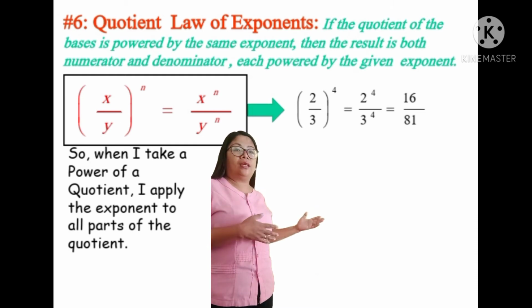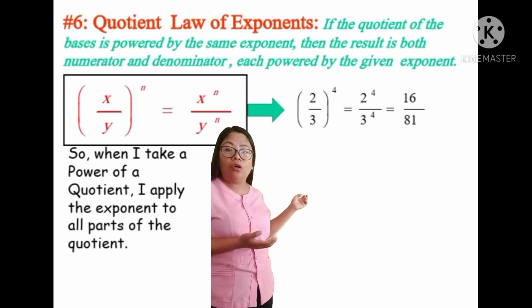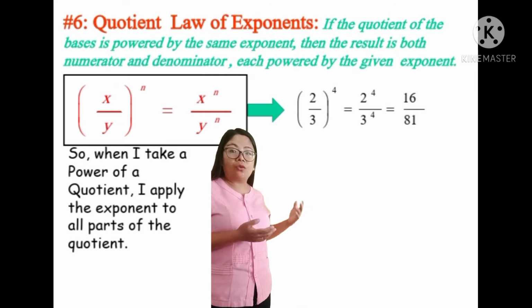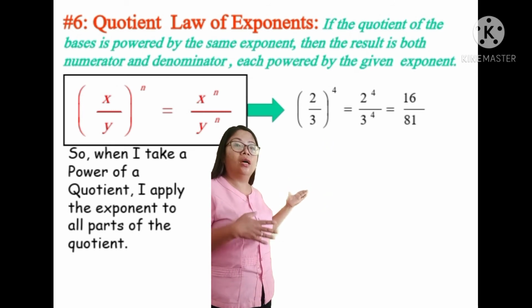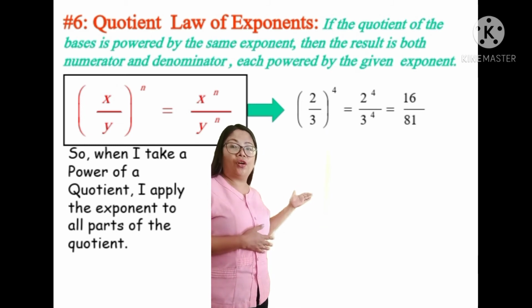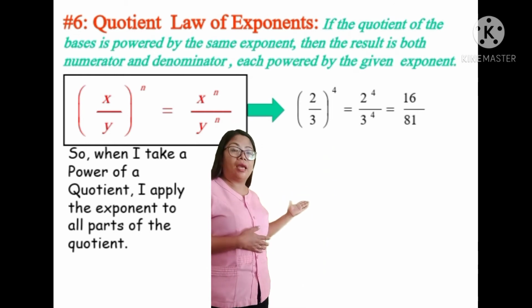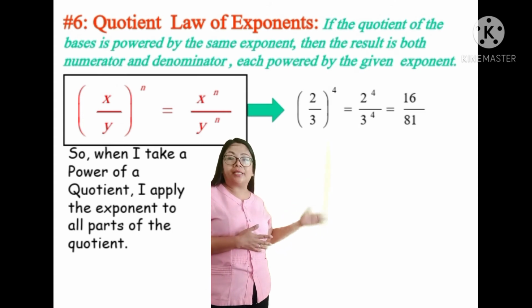If we put this into an example, 2 over 3 raised to 4, this is also equal to 2 raised to 4 divided by 3 raised to 4. 2 raised to 4, the answer is 16, because if we multiply 2 four times, the answer is 16. Over 3 raised to 4, the answer is 81. If we multiply 3 four times, the answer is 81. So, when I take a power of a quotient, I apply the exponent to all parts of the quotient.